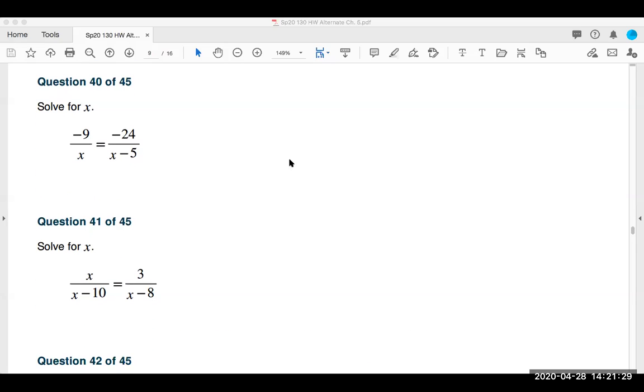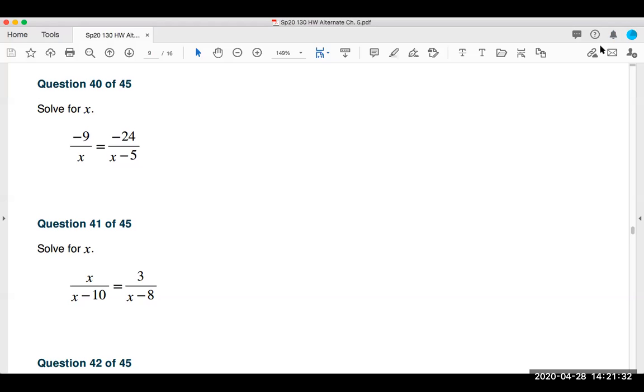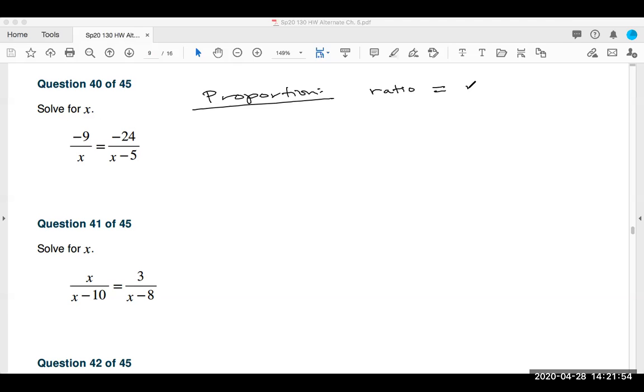Let's look at number 40. So for number 40, we're going to learn a bit about cross multiplying. This is called proportion. Now, proportion is a ratio set equal to another ratio. A ratio compares two quantities, so A and B.